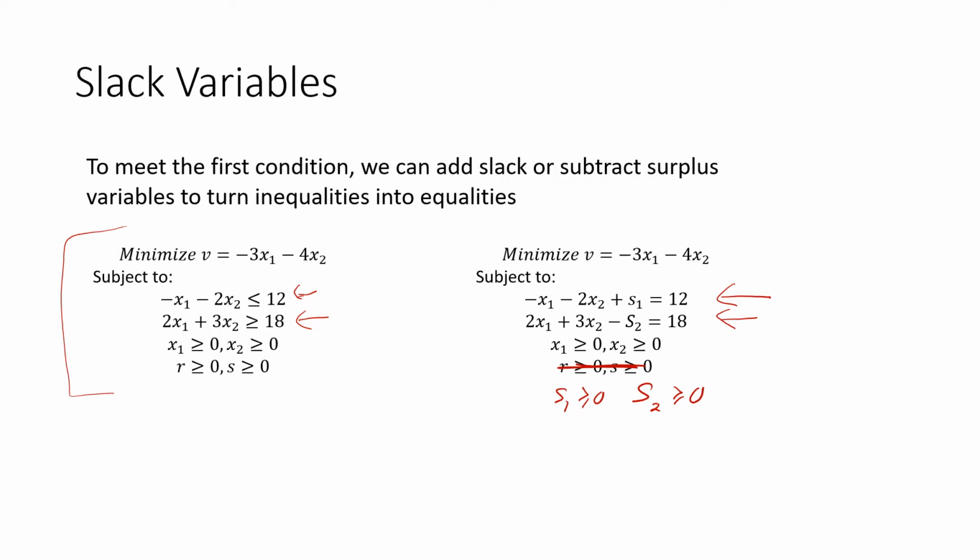So that's the idea of a slack or surplus variable. It's just a new variable that we introduce to take up the difference in an equality, and we either add it or subtract it depending on which direction the inequality sign is.